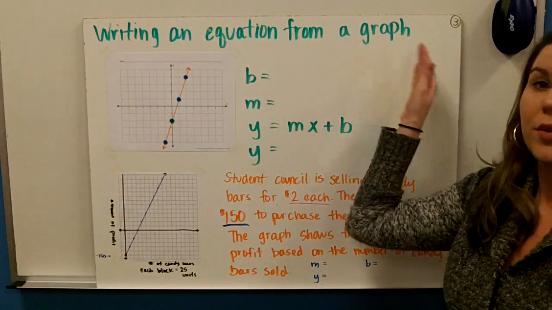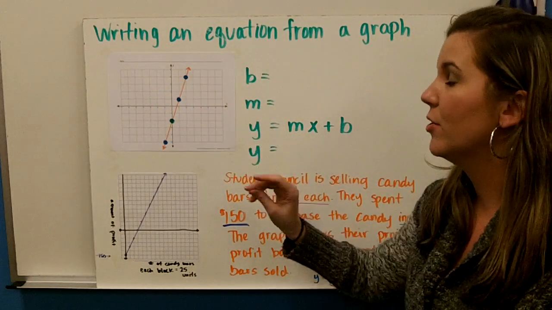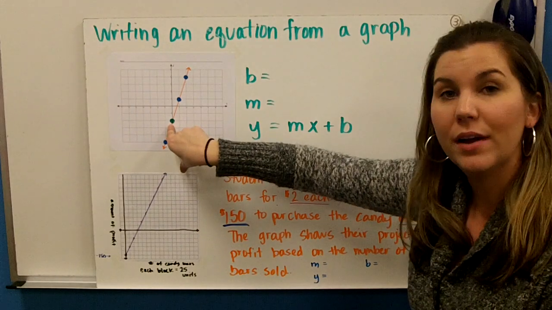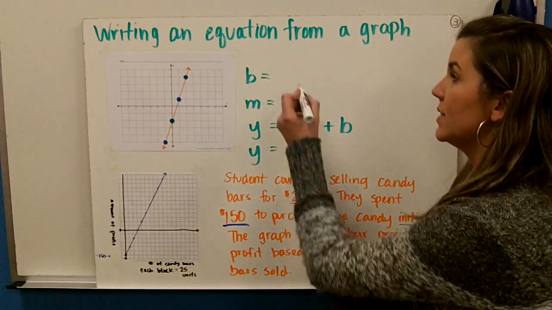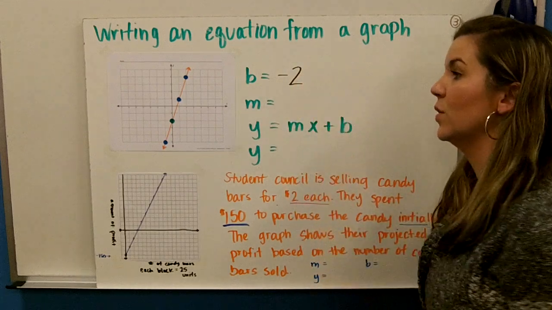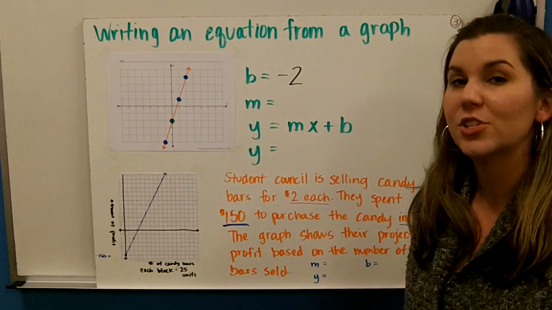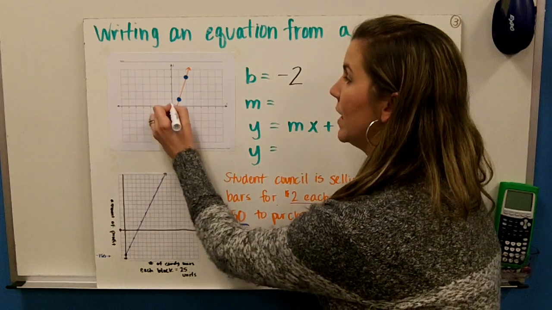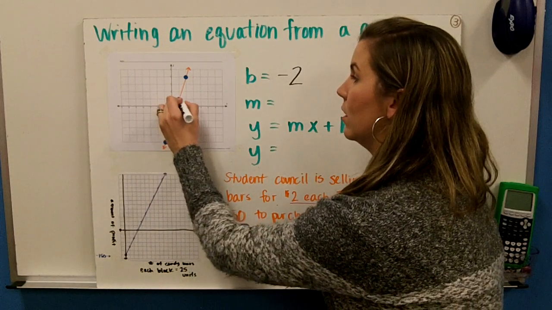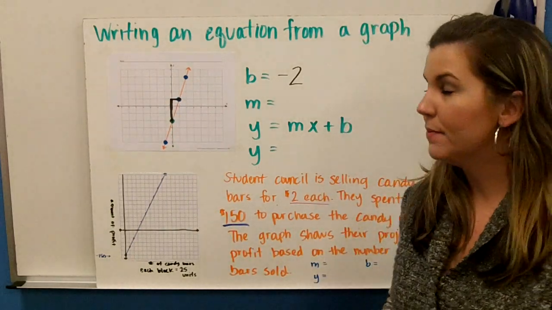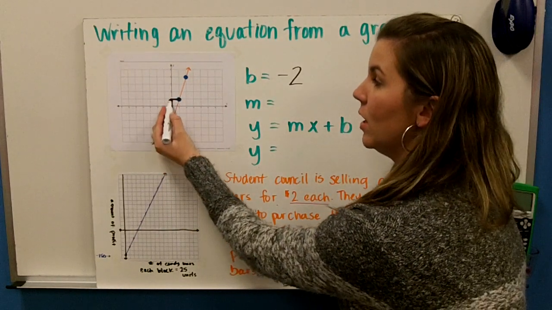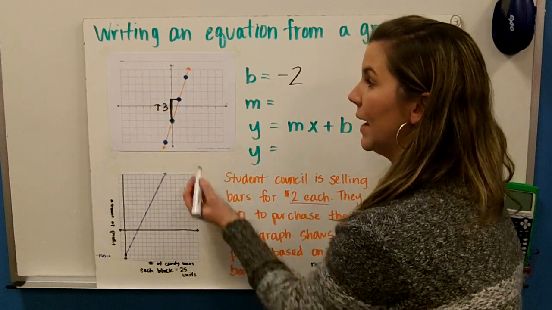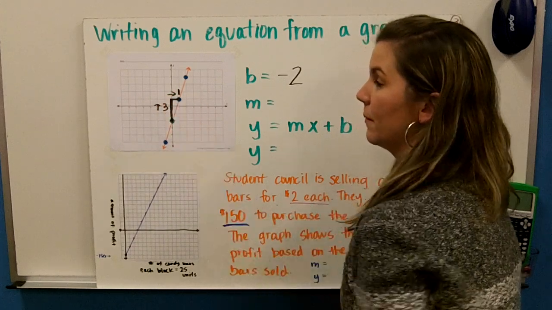Writing an equation from a graph. So here I've drawn a graph, and you can see that the y-intercept is this point at -2 where the graph crosses the y-axis. We call this our b value, the y-intercept. Our slope is the change in rise over the change in run. So we draw our slope triangle between any 2 points that are on the line, and we count from here up 1, 2, 3, and to the right 1.